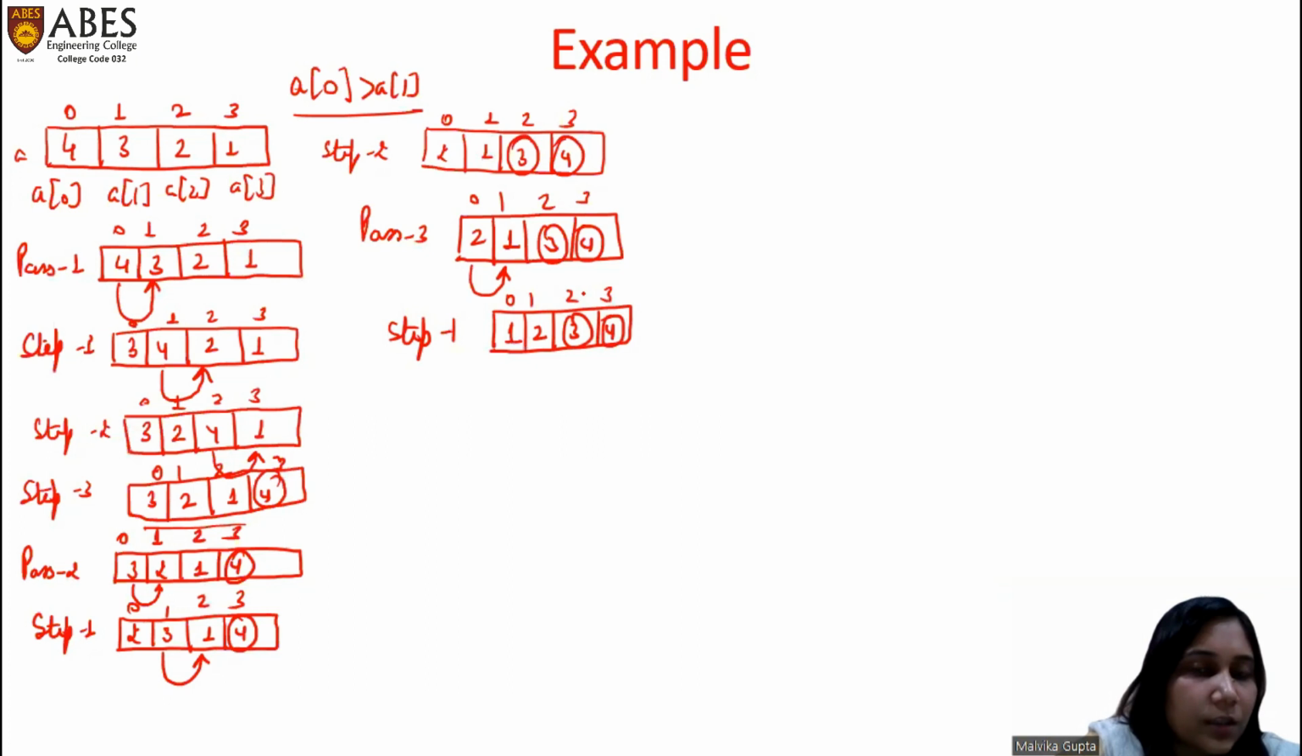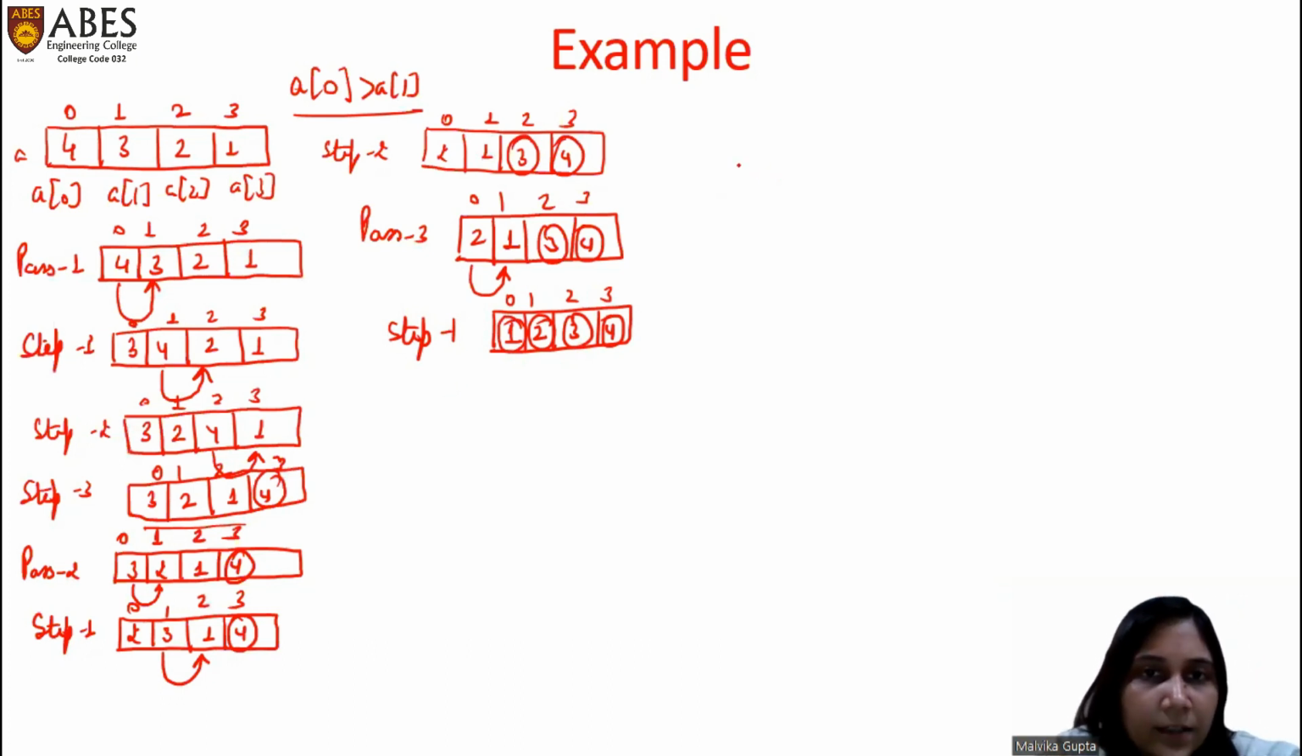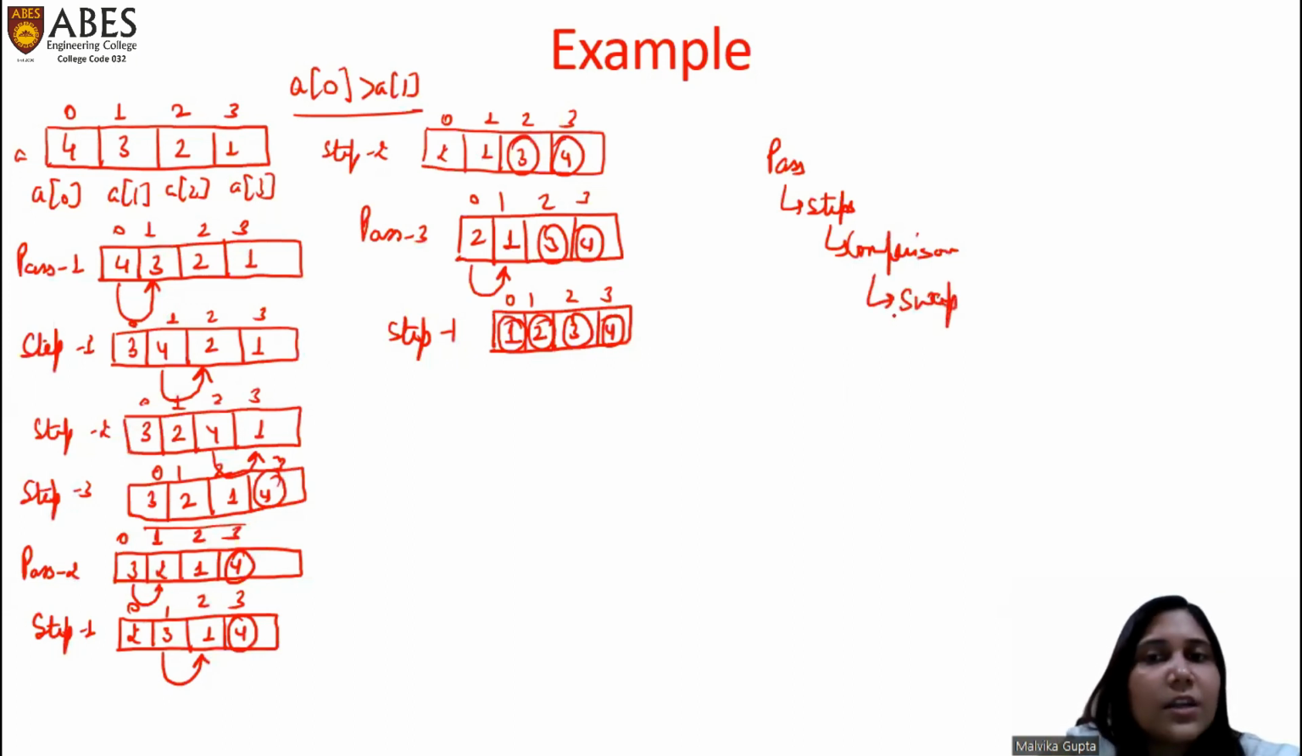0, 1, 2, 3. Now you see that you cannot compare these two values. It means 2 is fixed. Only 1 is left. You cannot make the comparison. So I'm fixing it over here only. So that's how it is running. It shows that inside every pass we have steps, and in those steps we are making comparisons, and in these comparisons, if the comparison condition is true, then we are making swapping, right?